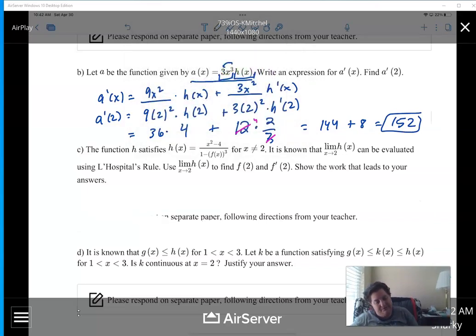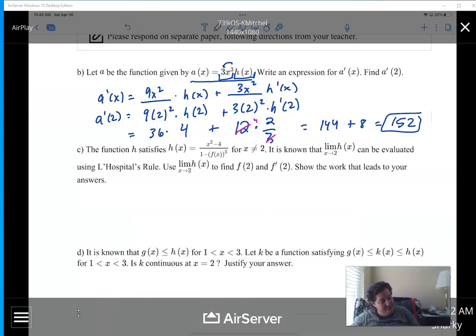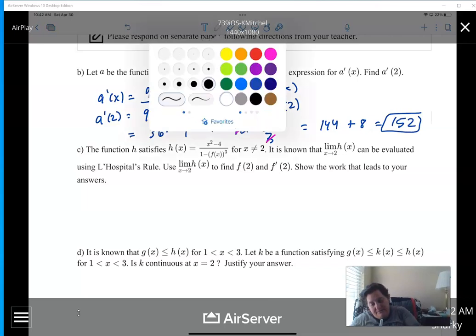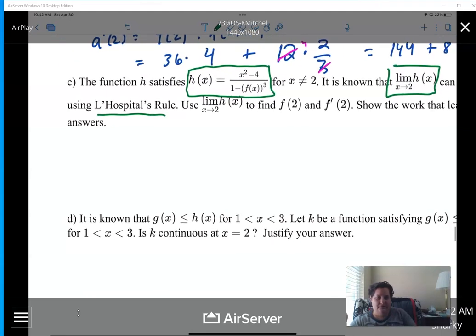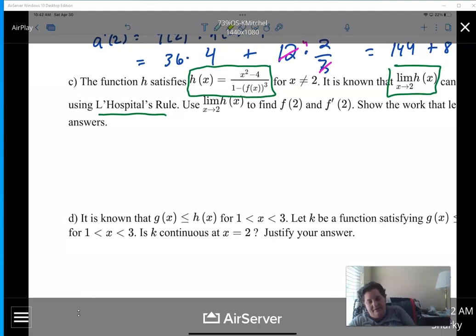Let me get rid of this and this for C and D. We should have just whited that out before we made copies. The function h satisfies that for x not equal to 2. The limit as x approaches 2 of h of x can be evaluated using L'Hopital's rule. Use that limit to find f of 2 and f prime of 2. Right now I can't really understand what this is saying, but I did see one thing, and that says L'Hopital's rule. So I'm like, all right, let's go.